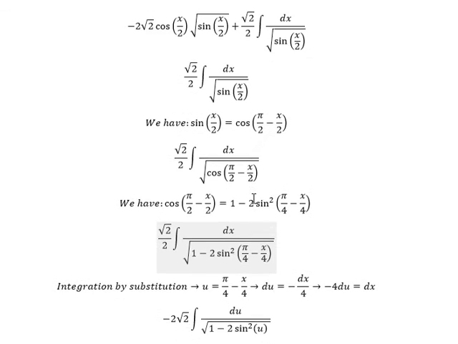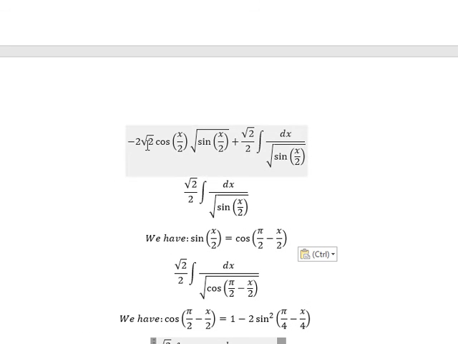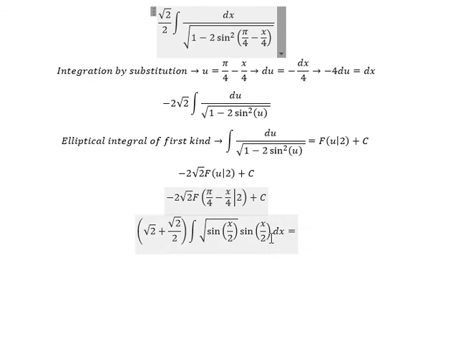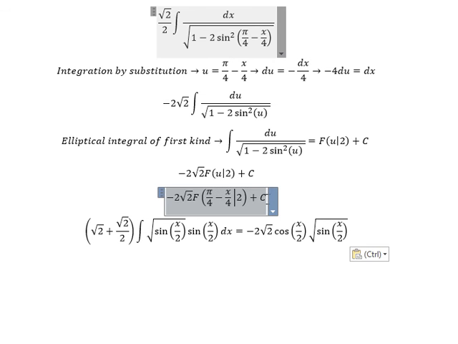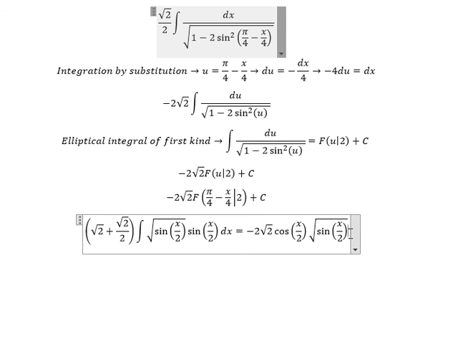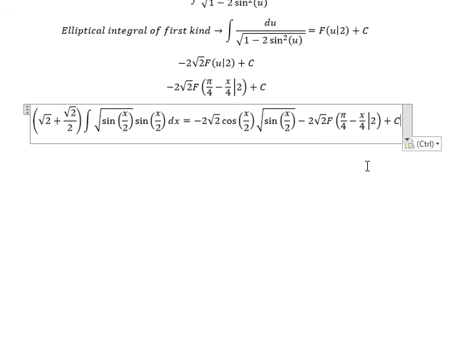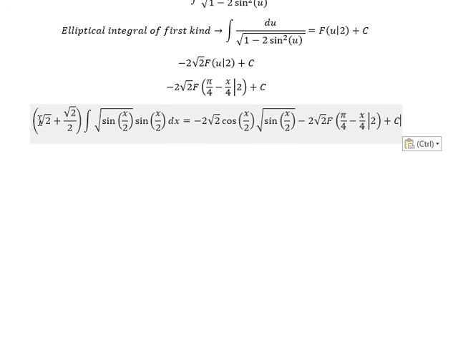So we have this one in here and this one in here. Later we divide both sides with the square root of 2 plus the square root of 2 over 2, and we can get the final answer.